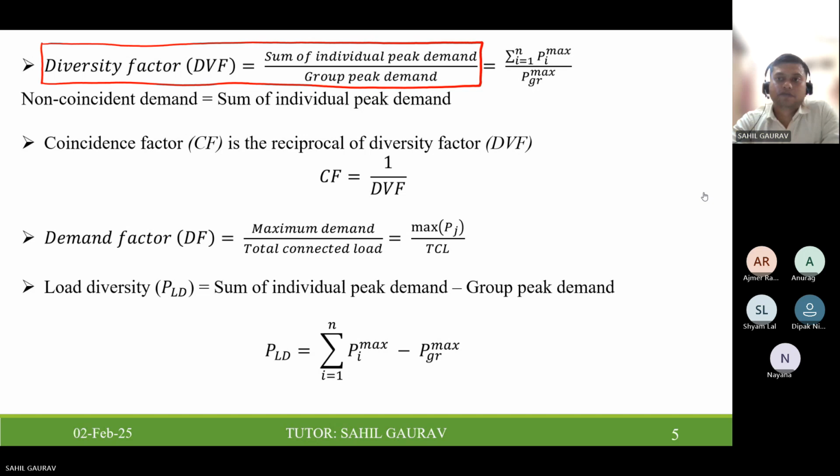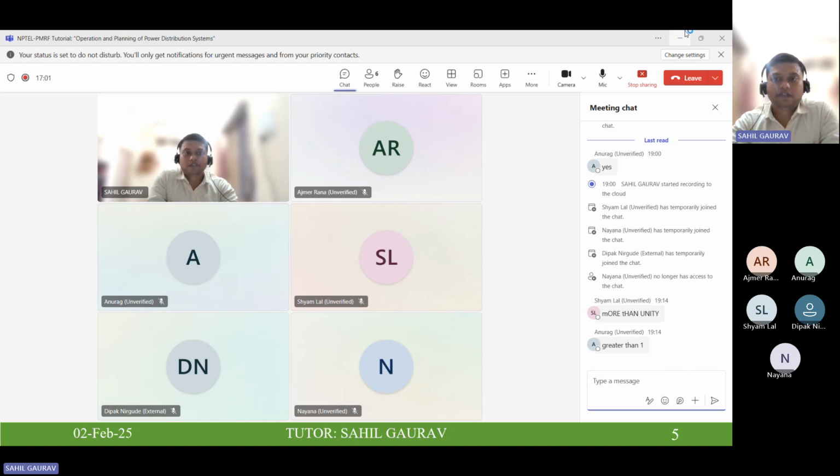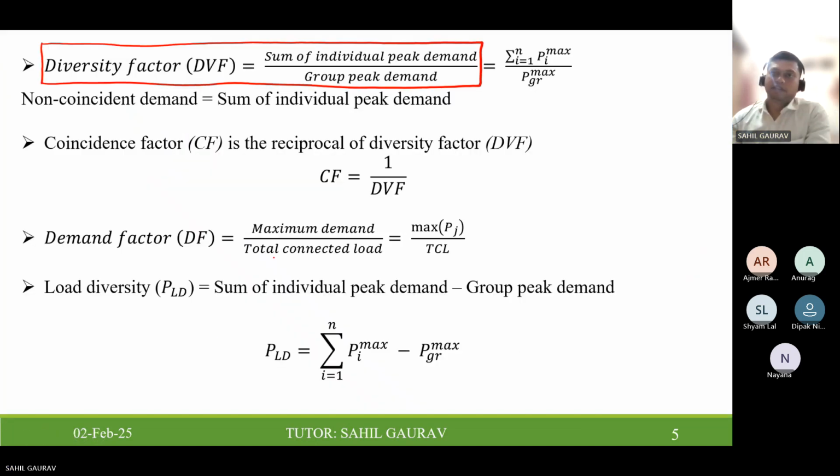Yes, good. So Syam, you are correct. It will be greater than 1. Syam and Rag, both are correct. It is the sum of individual peak demands and the group peak demand, and so it will always be greater than 1. Diversity factor will be greater than 1.